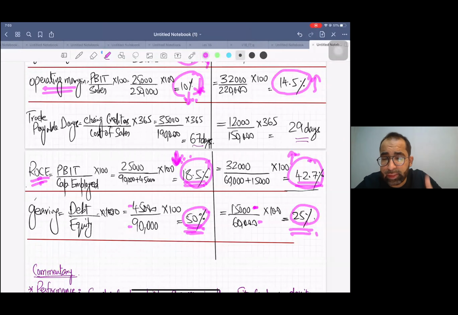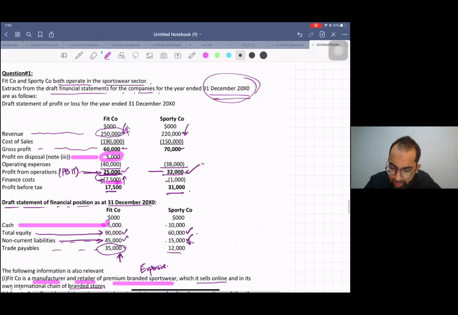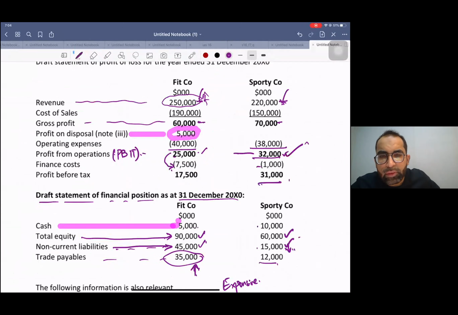But now one thing you will say: sir, Fit company has enough profits to cover this finance cost. Yes, in terms of the income statement we can say this. In terms of the income statement, this comment is right. But the income statement is prepared on accrual basis.